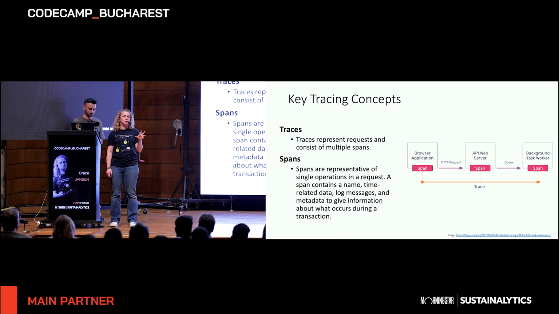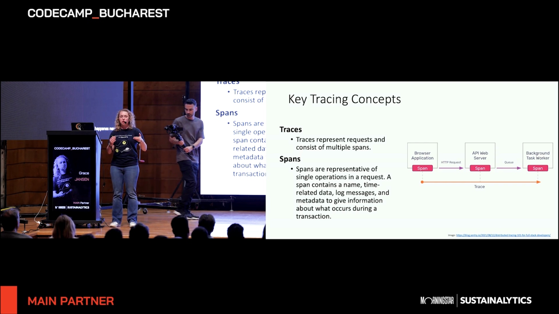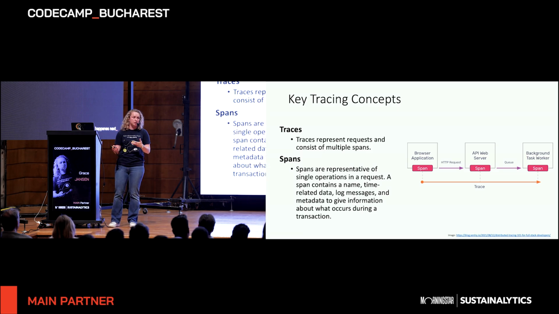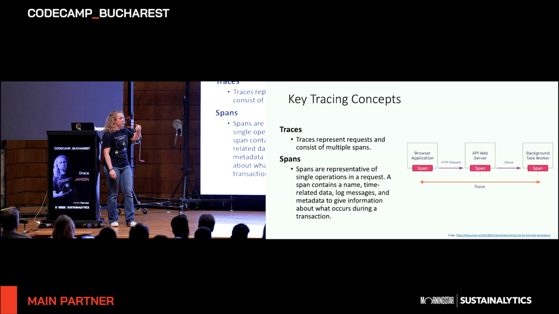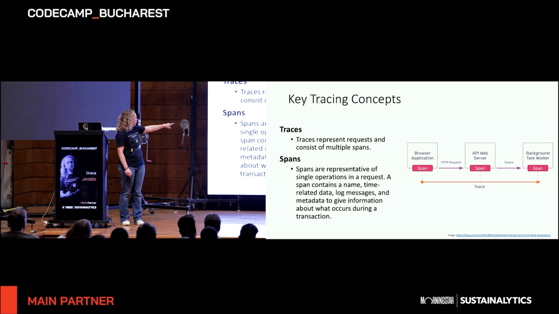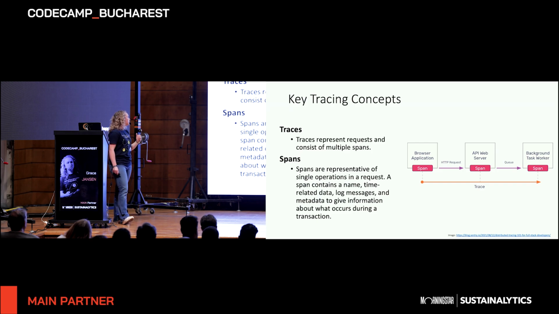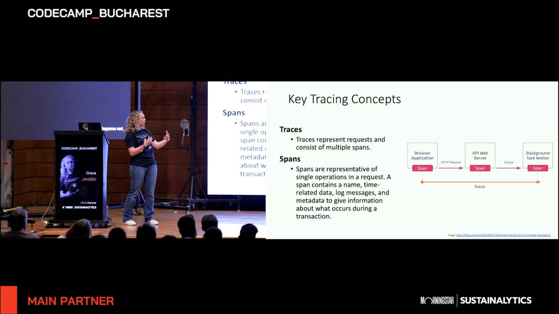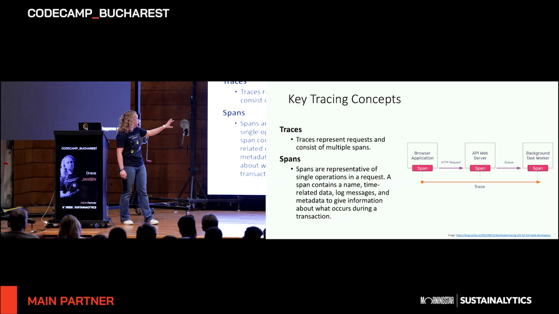So there are some key concepts to understand when it comes to tracing, key definitions that you'll need as we go through this sort of interactive hands-on lab in a minute. The first one is, what is a trace? A trace here, what I really mean by that, it just represents requests, and it normally consists of multiple spans. So you can see the diagram on the right-hand side there. The orange represents the trace. What is a span? A span normally represents a single operation in a request, and normally it contains things like name, time-related data, log messages, and any metadata that we might need to give us information about what's occurring during a transaction. So multiple spans make up a trace, and you can see those represented in pink on the right-hand side.